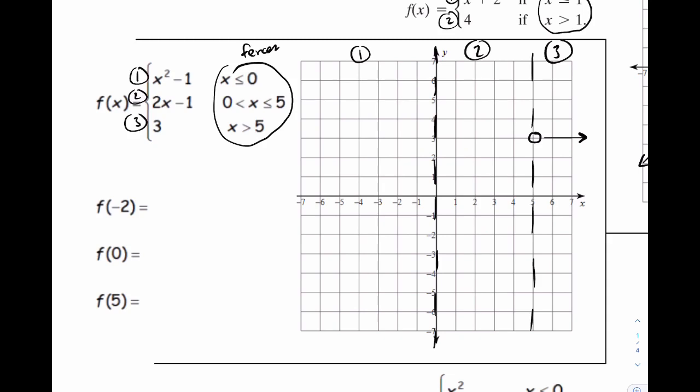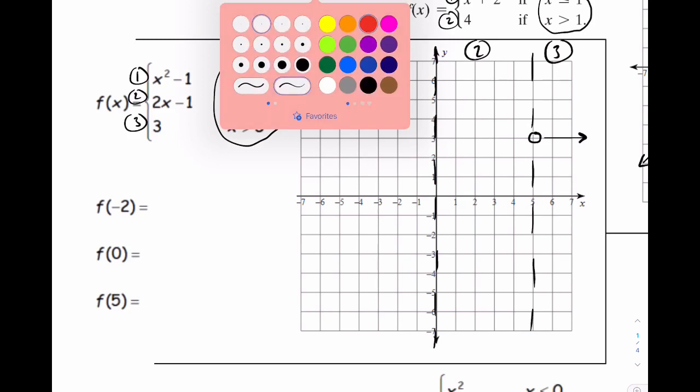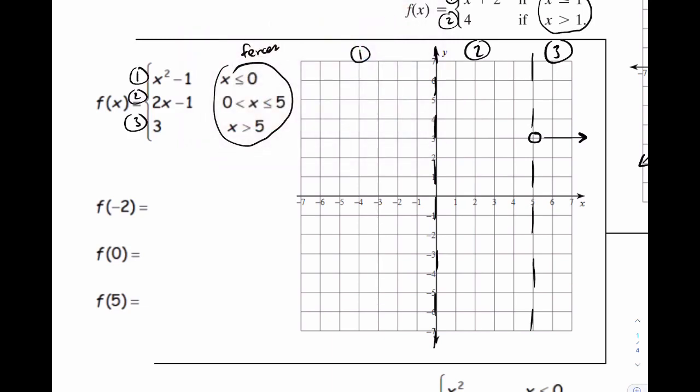So now let's do this middle one, 2x minus 1. And again, start at the fence. If I plug in 5 here, notice how you get 9? And 9's kind of off the graph. That's okay. Let's just go above it. It should be somewhere up here. And then plug in 0 here, we get negative 1. So I'm going to put an open circle because it's not equal to here. And let's just connect our lines.